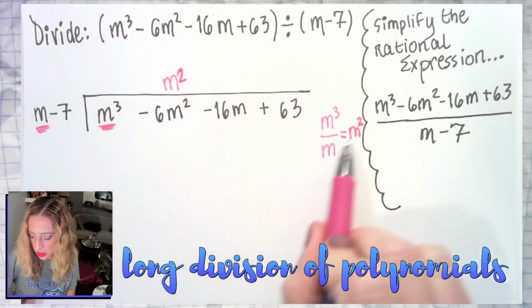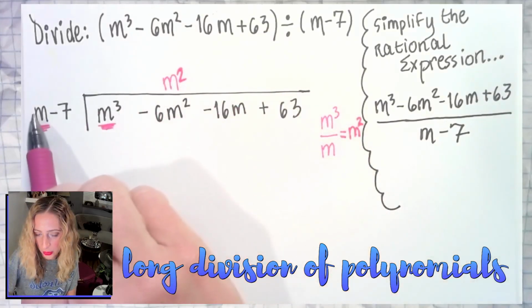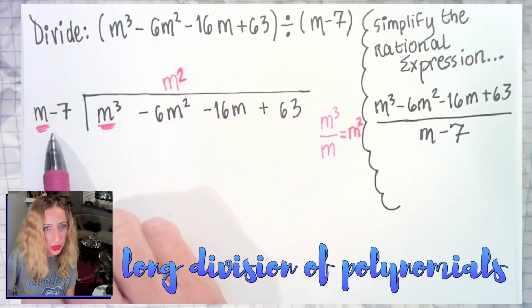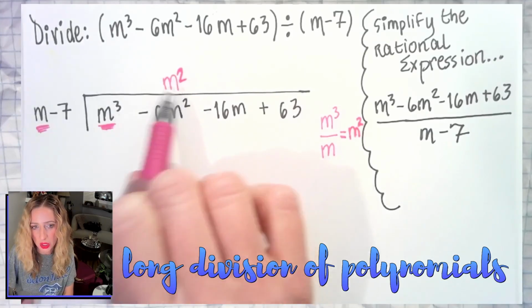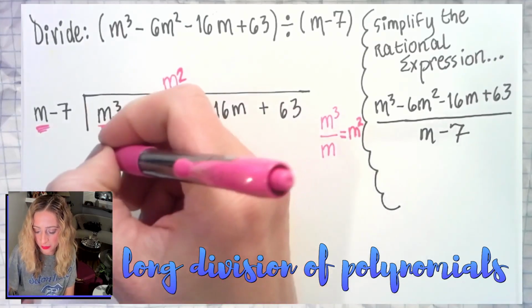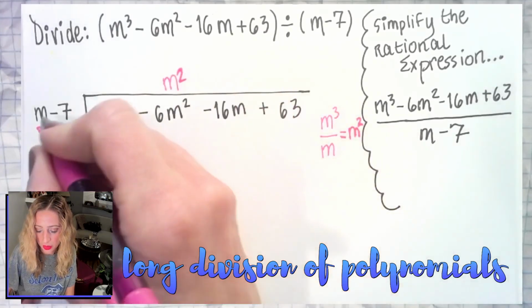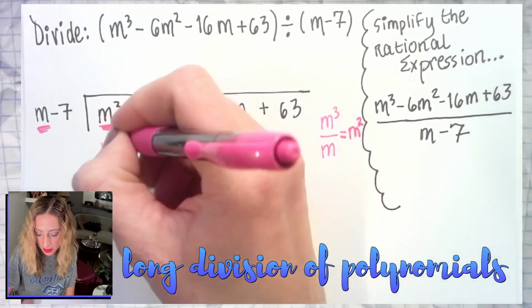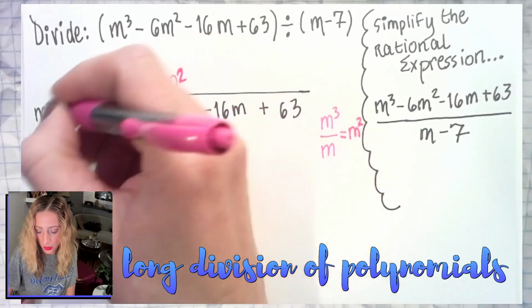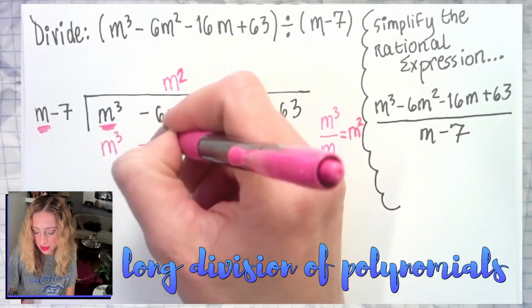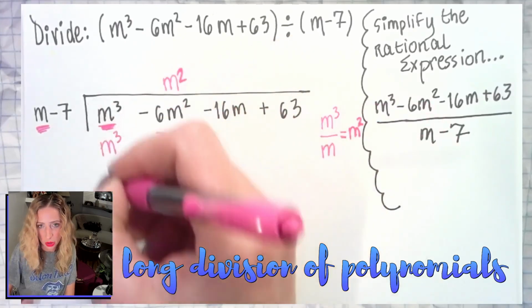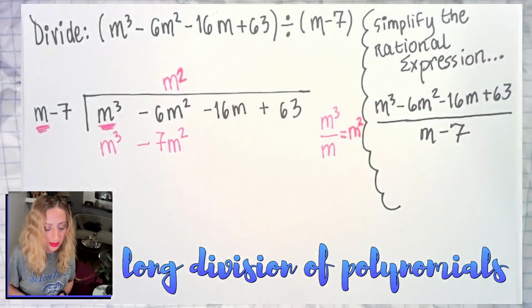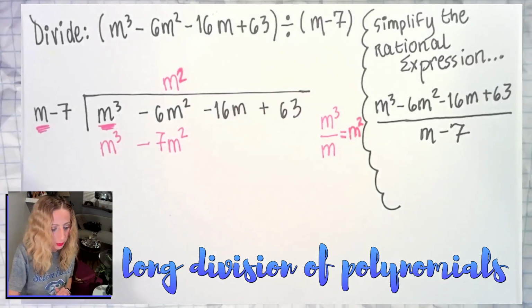Next thing, so we went from here to there, we're going to multiply that m² by both the m and the -7. Essentially you're distributing it to both of those terms there. What will that give me? m squared times m is m to the third. m squared times negative 7 is minus 7m squared. Again, your column powers should be lining up very nicely at this point.